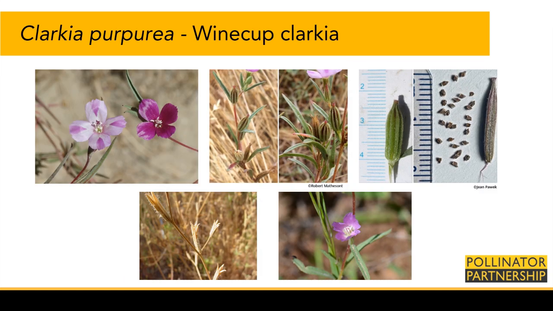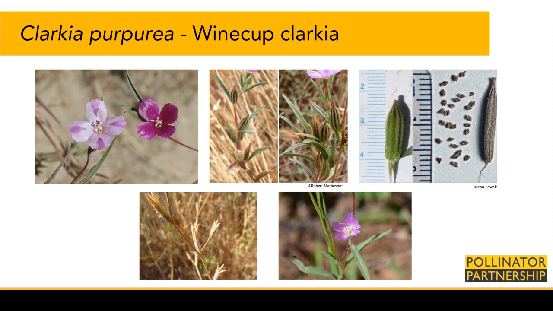Clarkia purpurea, or wine-cup clarkia, is an annual wildflower known for its delicate, cup-shaped blooms in shades of lavender, pink, or purple, often with darker spots near the base of the petals. It typically grows 1 to 2 feet tall, with slender, branching stems and narrow leaves.